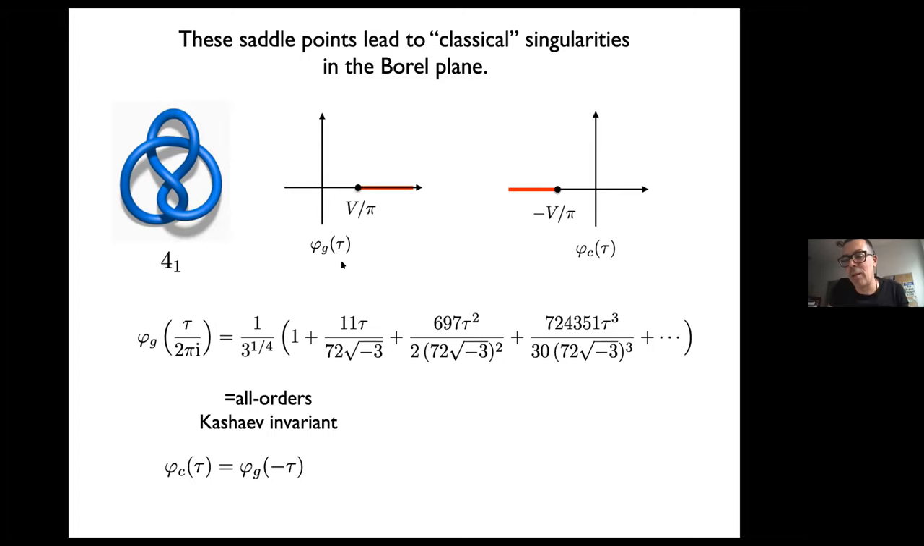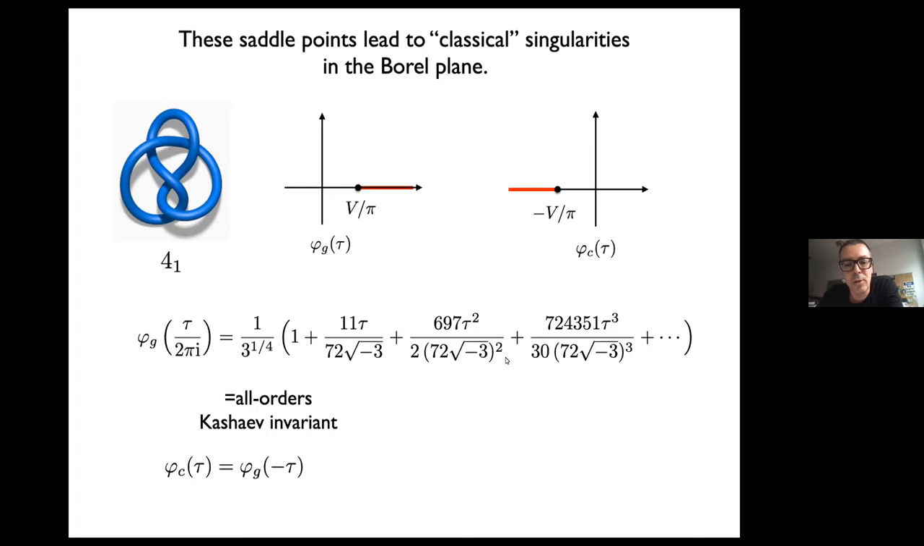So when you analyze the Borel plane of this series expanding around the geometric connection, you should have a singularity which corresponds to the other connection. And the other way around, when you look at the Borel plane of this complex conjugate connection, you should see a singularity which corresponds to the geometric connection. So this is, in a sense, the classical structure of singularities that you would find in any theory with two saddle points. Now, these expansions are actually quite rich.